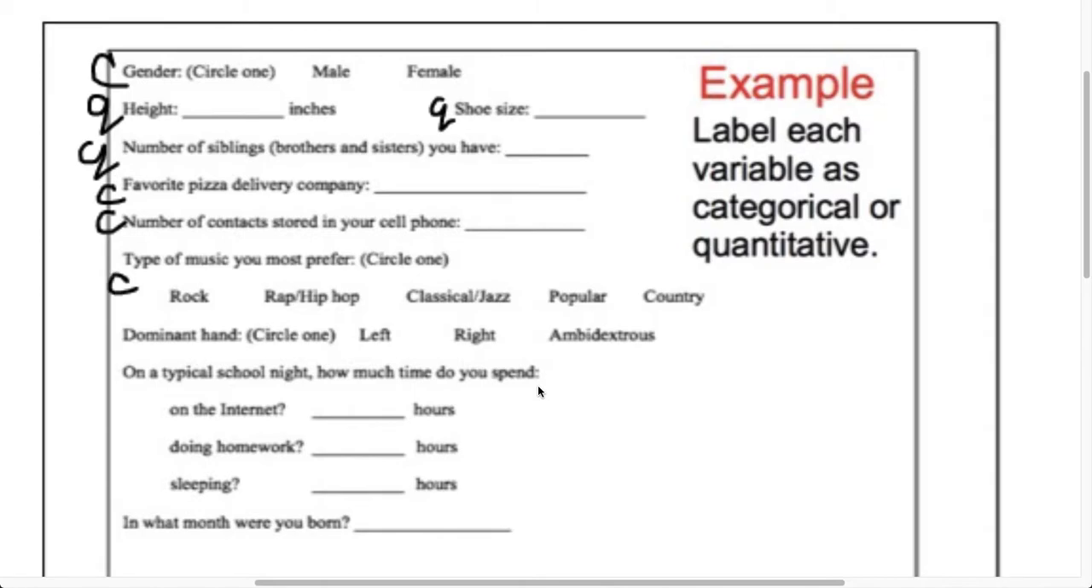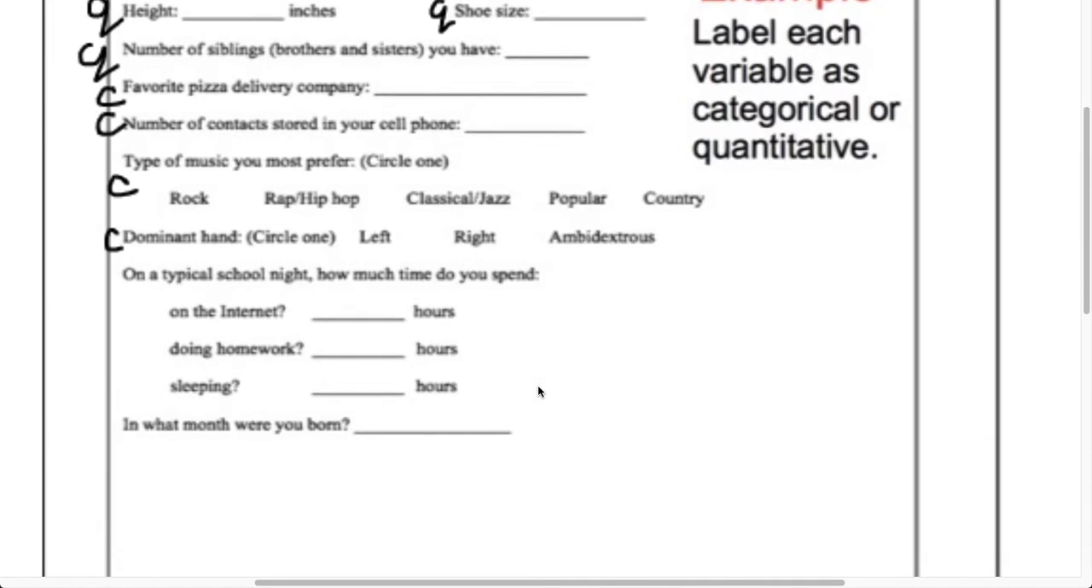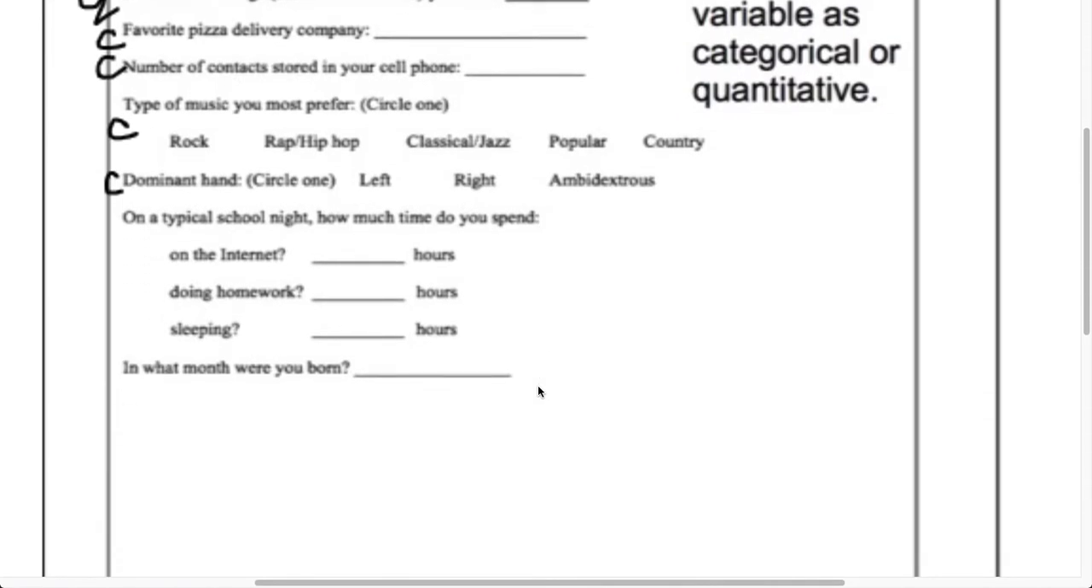Types of music you prefer, categorical. Dominant hand, we already said that one is categorical. In a typical school night, how much time do you spend doing all these things? That's quantitative. Okay, that's in fact data that I think we collected at Mount Westonka here when we were looking at doing the late start times. So that was definitely helpful data that we found the average of or the median of for most students.